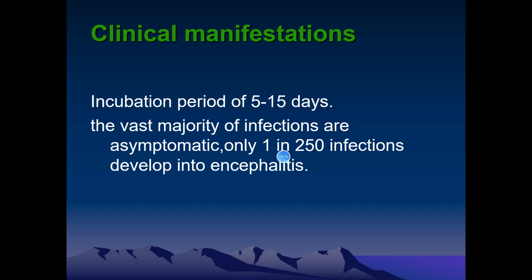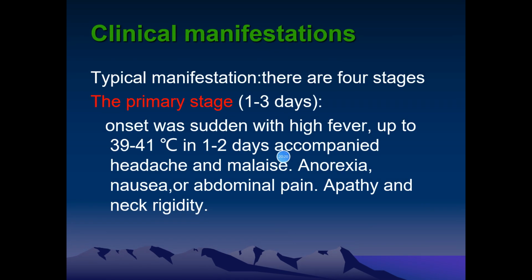Only one in 215 infections developed into encephalitis. We should know the typical manifestation. There are four stages, including the primary stage, the proximity stage, the convalescent stage, as well as the sequelae stage. We should know the primary stage.